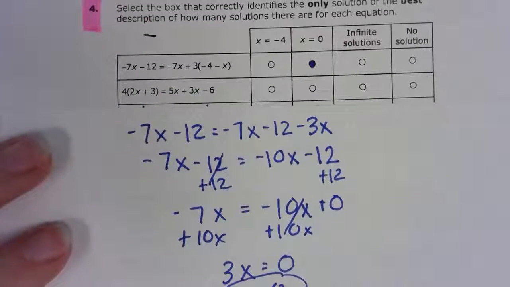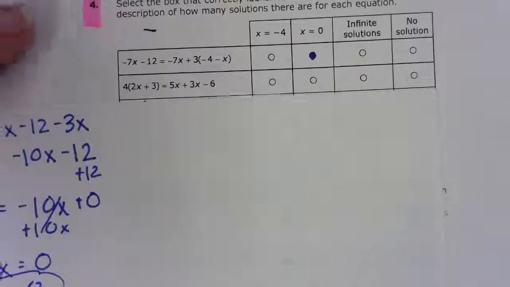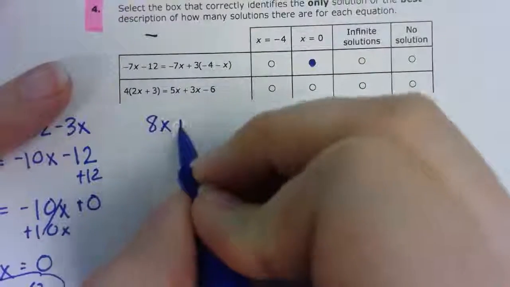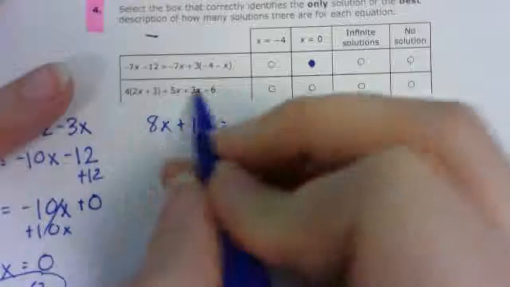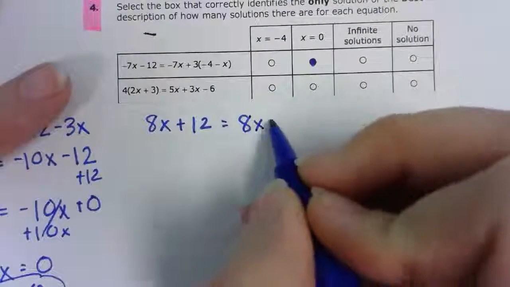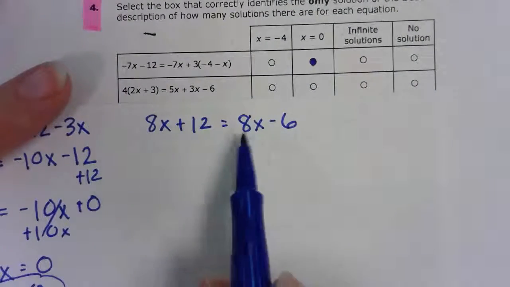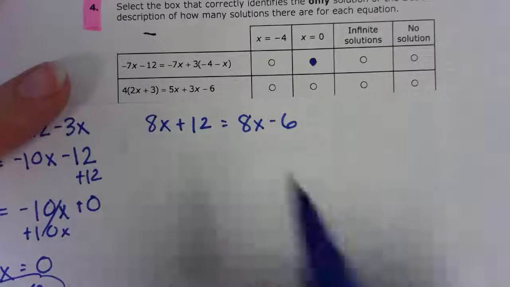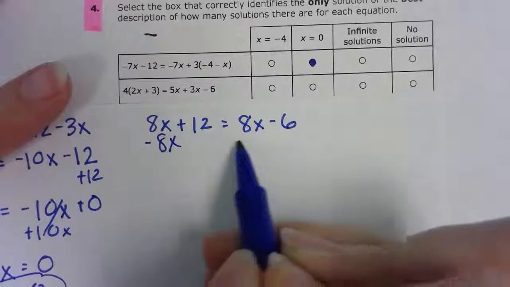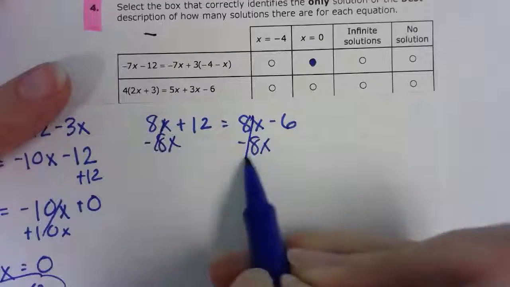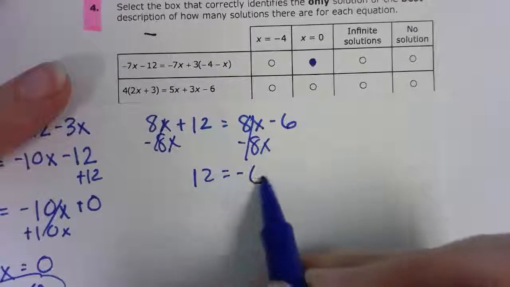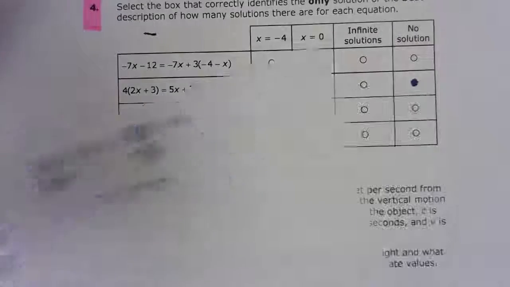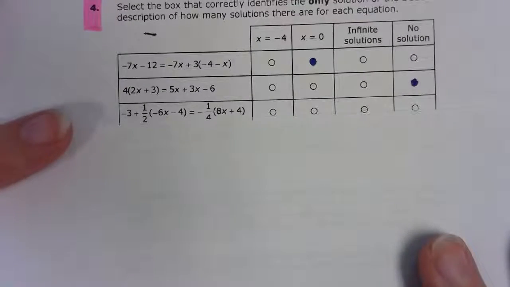For my second one, slide this over. That would be 8x plus 12 equals 5 plus 3 is 8x minus 6. Now I know I have the same 8x, so that means it's either infinite solutions or no solutions. If I subtract 8x, I get 12 equals negative 6. That's not true, so that is no solution. Let's go to this next one.